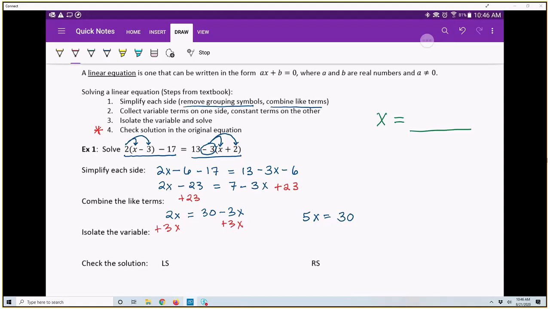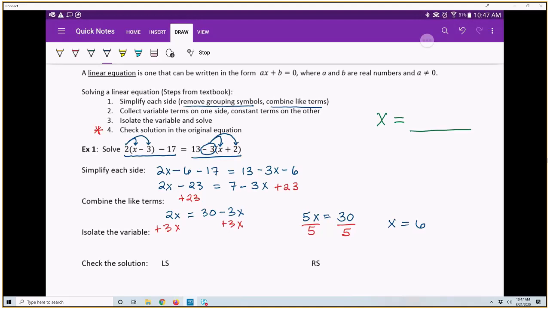Since I have 5 multiplied with x, I know that if I divide by 5, I can cancel the 5's and I'll have x by itself. And I know that I have to do the same thing on the other side. So I divide 30 by 5 as well. And this gives me x equals 6. 30 divided by 5 is 6. Okay, so I found a solution.